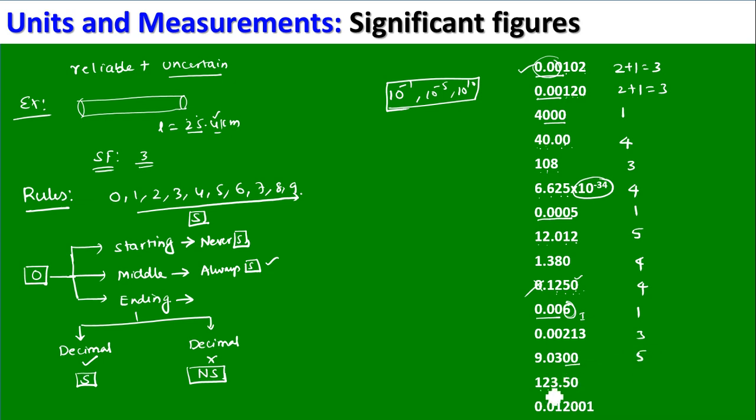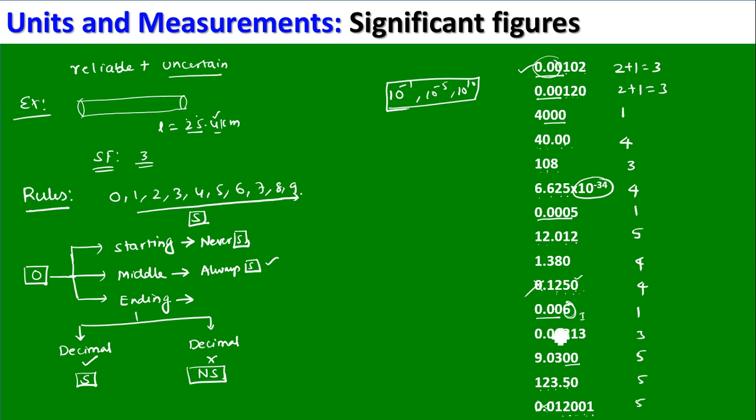Now 1, 2, 3, 4. And this ending 0 is there in a decimal number. So definitely you have to consider this. So 5 again. So here these 2 zeros are never significant because they are starting zeros. 1, 2, 3. So these 2 zeros are trapped zeros, or you can say middle zeros. You can say 1, 2, 3, 4, 5 significant figures here.